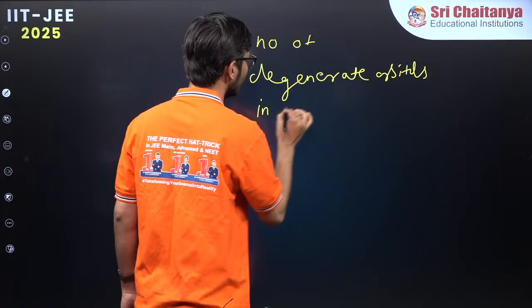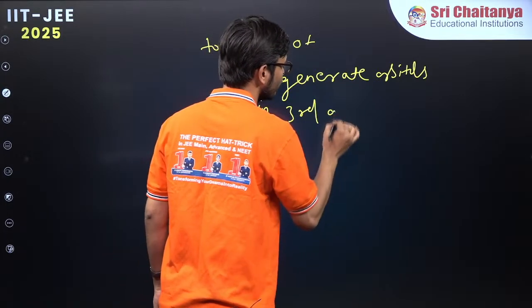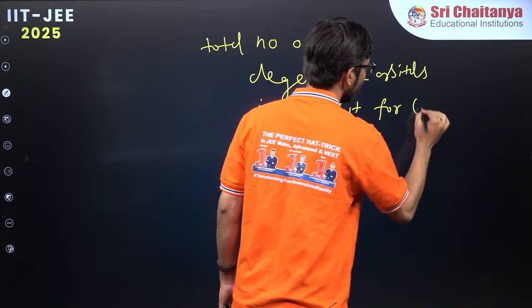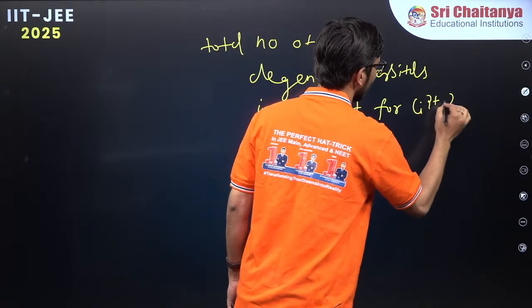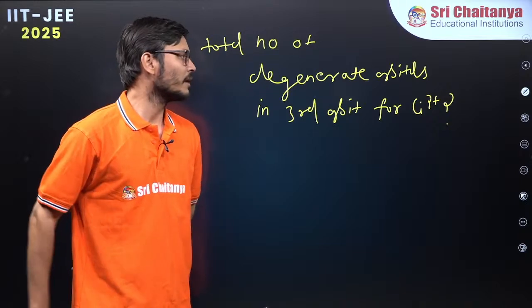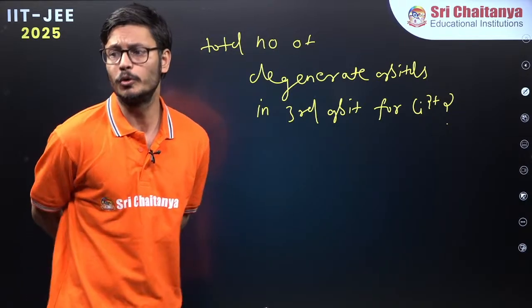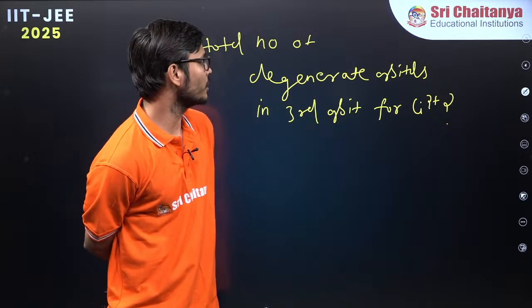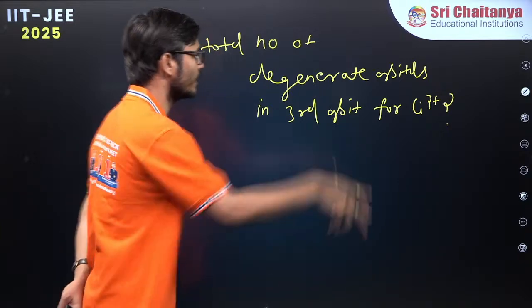in third orbit for lithium 2+. So this is the question. Total number of degenerate orbitals in third orbit of lithium 2+. Can you give me the answer for this?